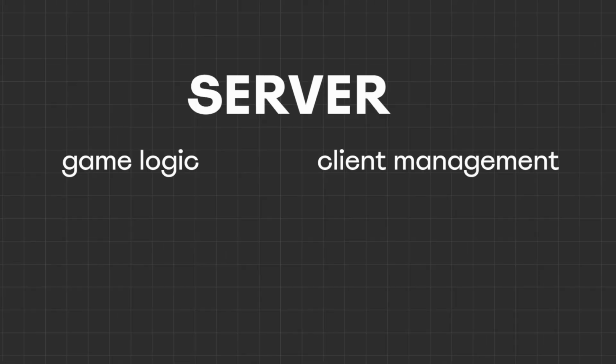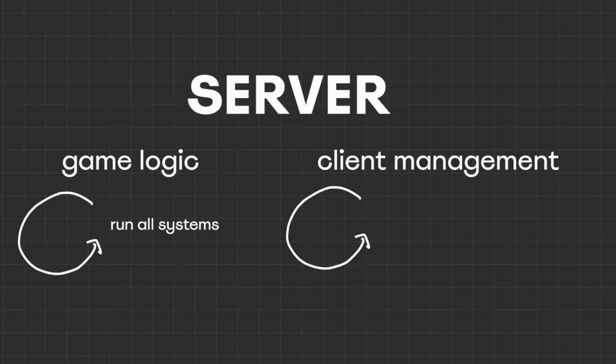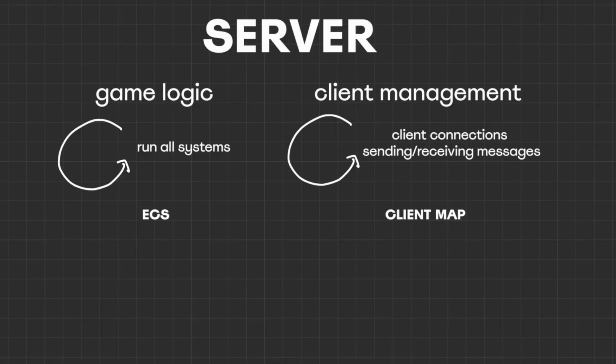Both of these responsibilities are basically two loops. So the first, the game logic, is a fixed loop at 30 times a second, and this just runs all the systems in the ECS. And the client side is also a big loop, but it can happen at any time for clients connecting and also for sending and receiving messages. We're going to keep these pretty separate, but they still will be communicating with each other.